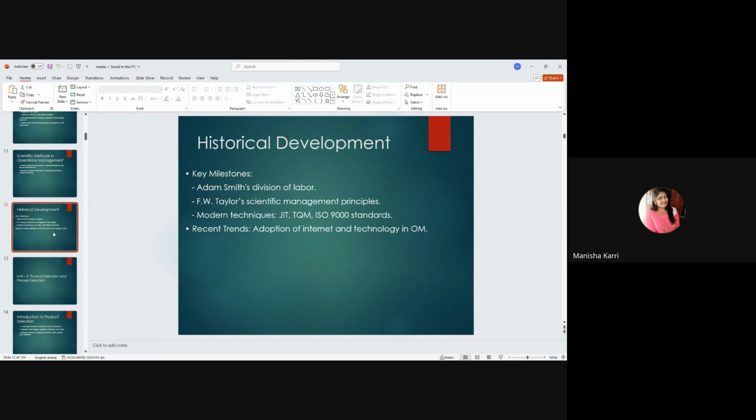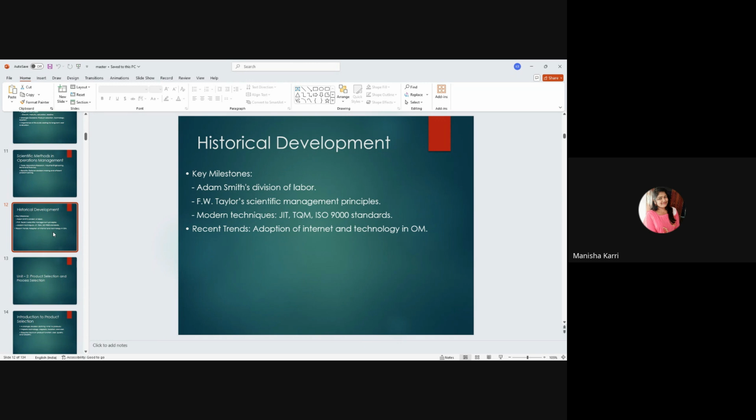And coming to modern techniques. Here, JIT, which means just in time, is producing only what's needed when it's needed. It will reduce wastage, was popularized by Toyota, and saves storage costs. And coming to total quality management, which is TQM, making sure that everything in the company is focused on improving quality. And ISO 9000 standards are guidelines that help companies meet quality standards, ensuring products are reliable and meet customer needs.